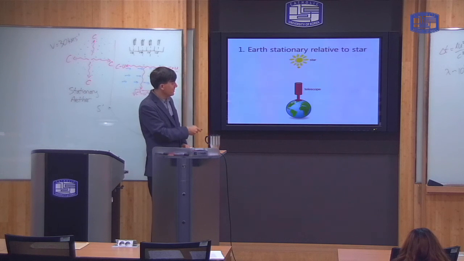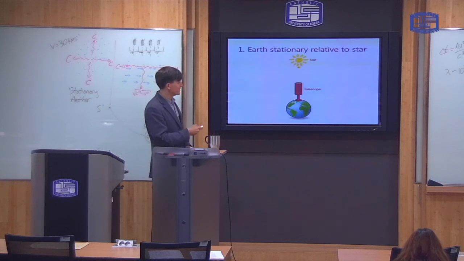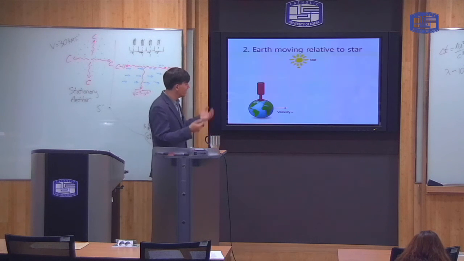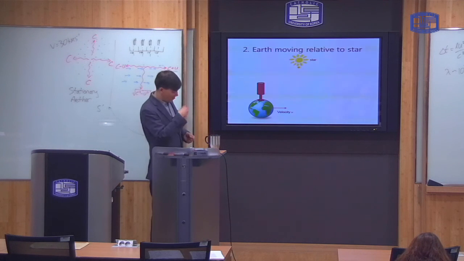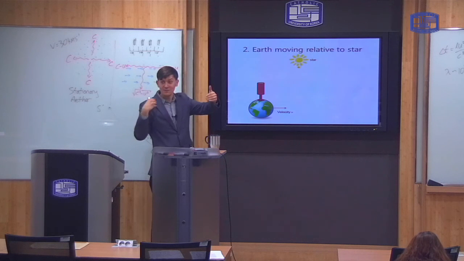Imagine that you are on Earth and you're observing a star through a telescope. So here's you on the Earth, here's a star, and you're observing the star through the telescope. You can see the star because light from the star is going into your telescope. Pretty simple. Now, what happens if the Earth is moving relative to the star?